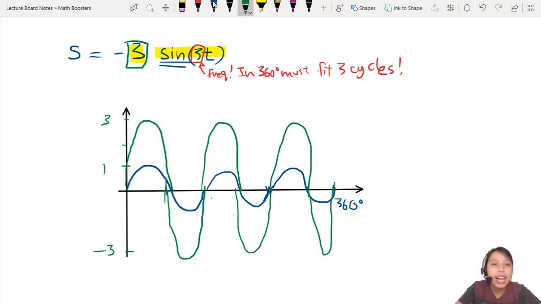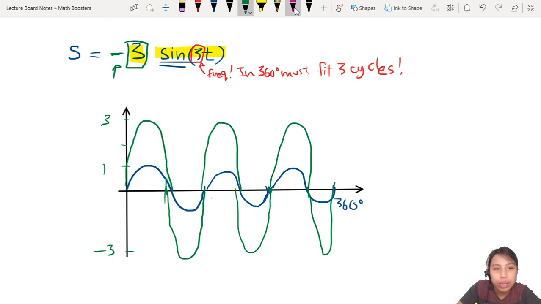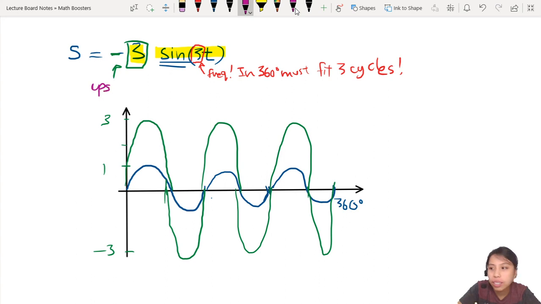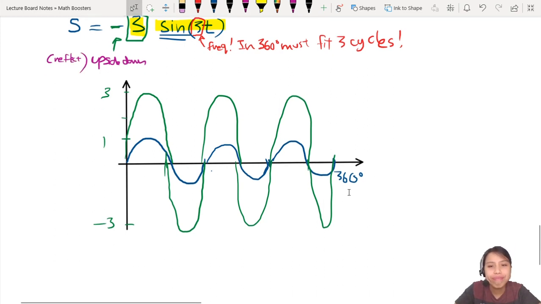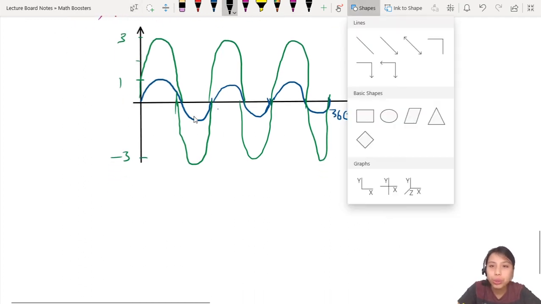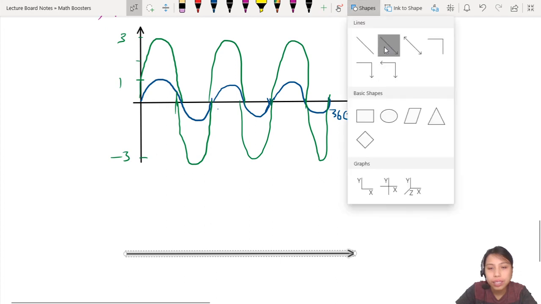Okay, the last step. Now, the negative sign, what does the negative do? This last one, do you remember what it does? It reflects. So it turns the graph upside down. So you need to draw it upside down. Okay, I write a reminder here. Upside down. Vertically, you reflect. So, can I redraw on another graph? It's a bit crowded here, so I'm going to quickly sketch another graph out for you. Somewhere here, and somewhere here.